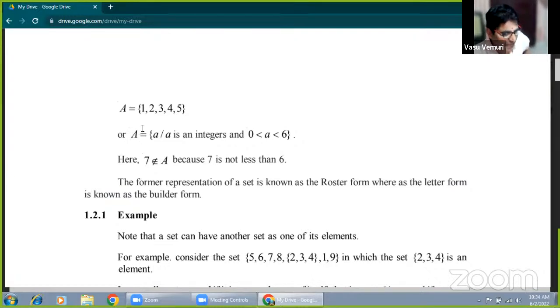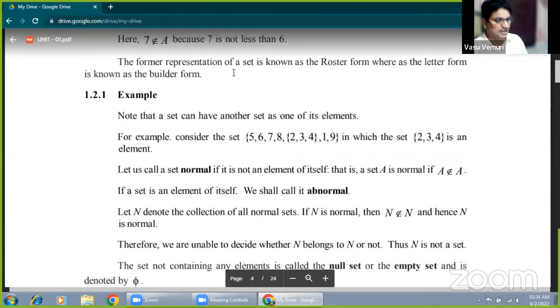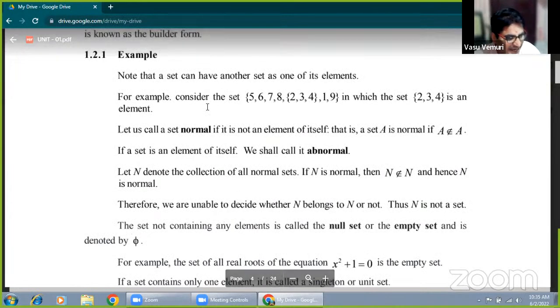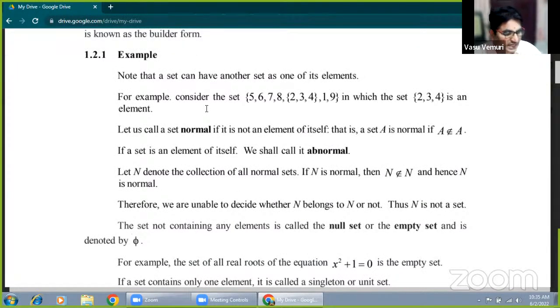Now the capital A equals these set of elements, represented in roster form, where small a is one of the integers, with a lying between 0 and 6. Here a is greater than 0 but less than 6. But 7 is not in A, therefore 7 is not less than 6. That is the representation of the given set, denoted by capital alphabetical letters. The alphabetical letters capital A, capital B, capital C are used for identification as notation in set theory.